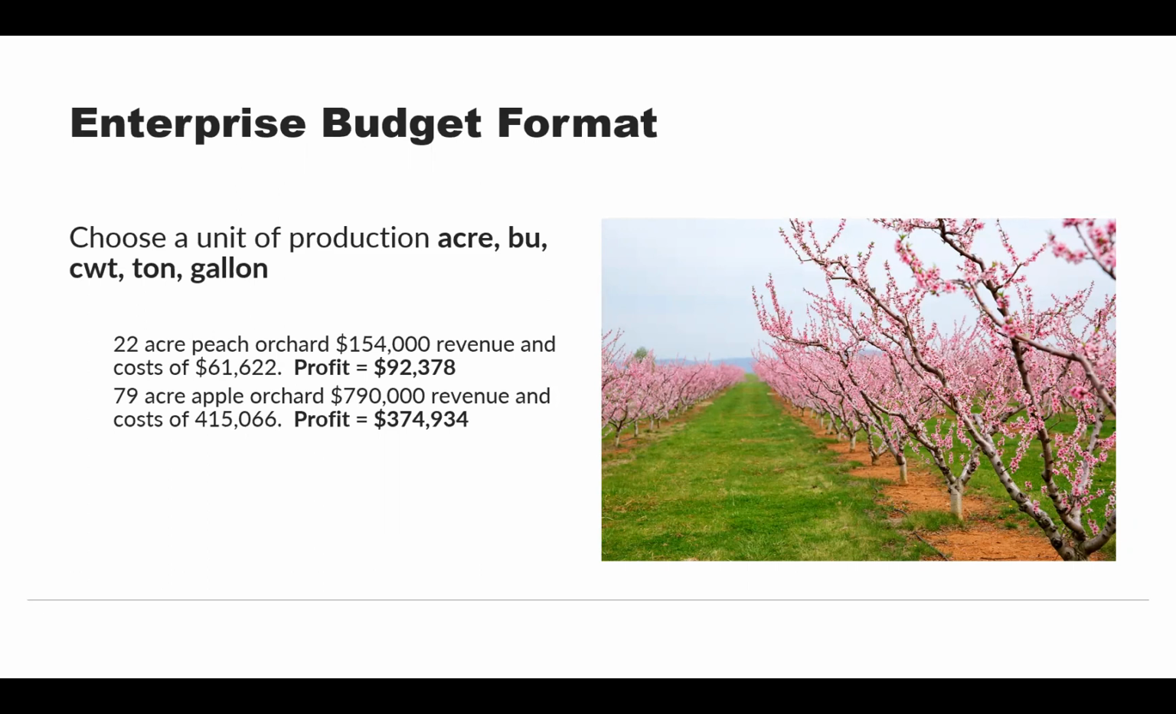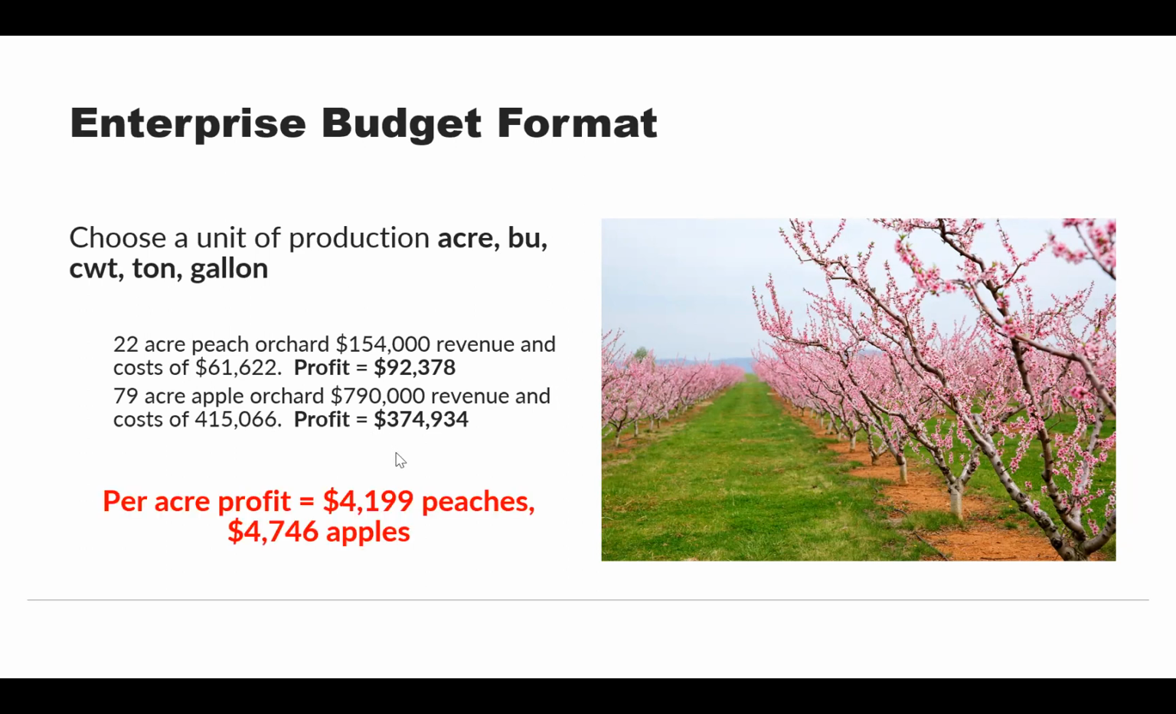As an example, if I have a 22-acre peach orchard and I get $154,000 in revenue and my costs are $61,000, my profit is $92,000. And on my 79-acre apple orchard, I have $790,000 in revenue and costs of $415,000, and my profit is $374,000. What's my more profitable orchard? I mean, obviously I get more off the apple orchard just as a dollar amount, but as far as per acre return on my investment, it's kind of hard to tell. Maybe some people can do that math in their head.